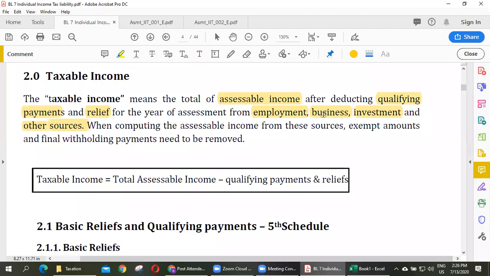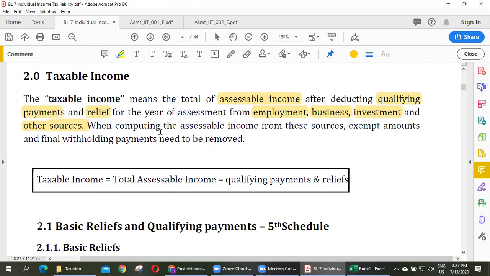Investment, right? You are not an employee, you are not an employer, but you make some investment. You make some investment in the bank, or you have purchased some shares in a company, or you purchased land and you wait for some period of time for appreciation of the price of the asset. That time you will generate a profit, right? Investment. And other sources means any other income not coming under employment, business or investment income, right?